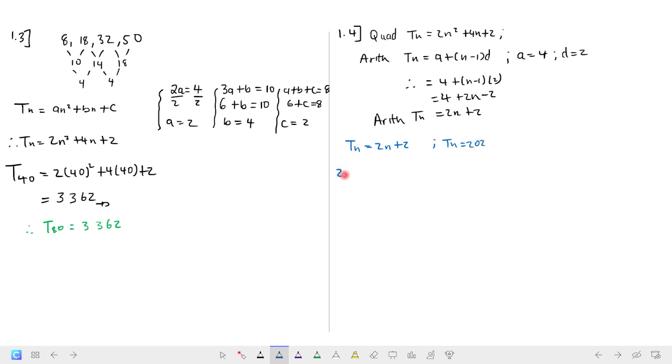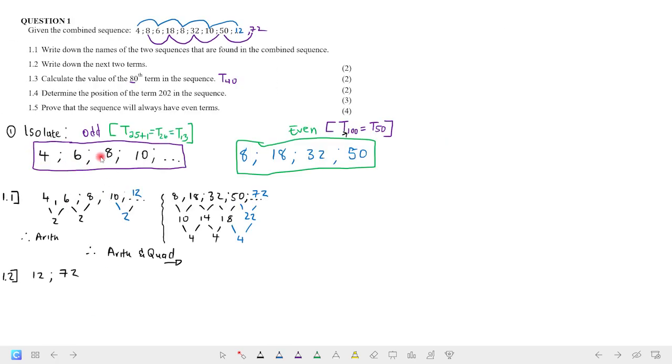Now 202 is going to be 2n plus 2, and then move it over. We're going to get 200 is equal to 2n, divided by 2 on both sides, and then we get n as 100. Now this is easy, as you can see we got n already, that's 100. So this means n is equal to 100. Remember, it is on the isolated one, right? It's on the isolated one.